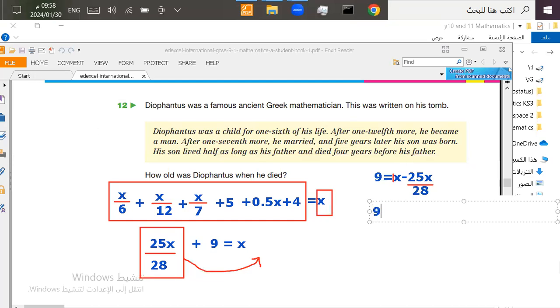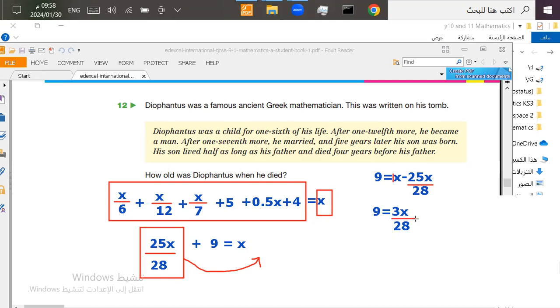Can use a calculator here. So 9 equals, so 1 minus 25 over 28, and the answer will be 3 over 28. So it's going to be 3x over 28. Okay. Focus on the steps. Okay.